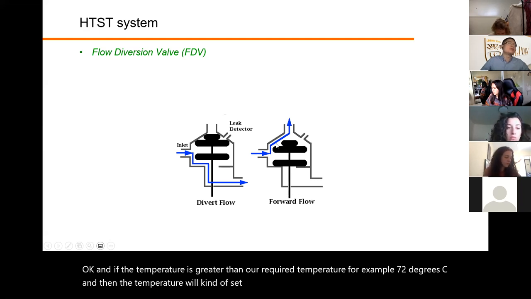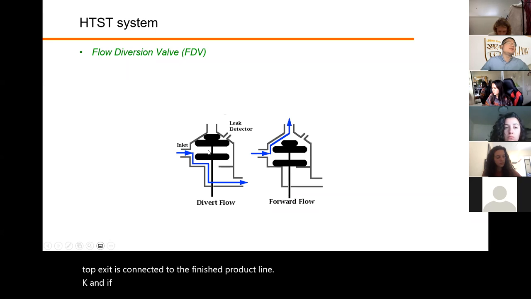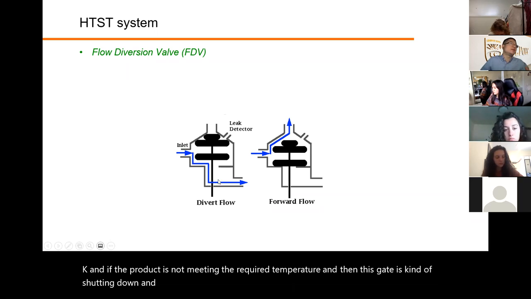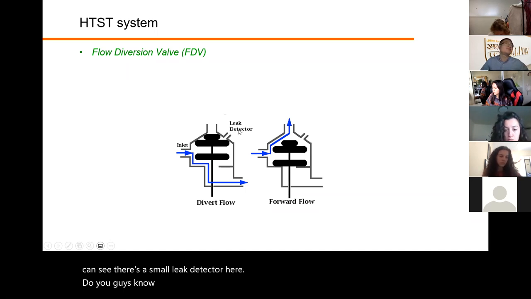So the milk can go to the top, and that top exit is connected to the finished product line, okay? If the product is not meeting the required temperature, then this gate shuts down, and we have to divert this flow back to the feeding tank, okay? And you can see there's a small leak detector here. Do you guys know why we placed the leak detector in this location?